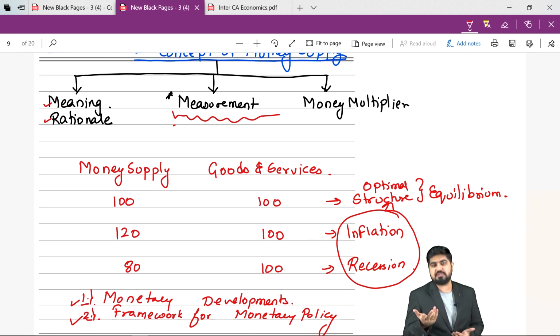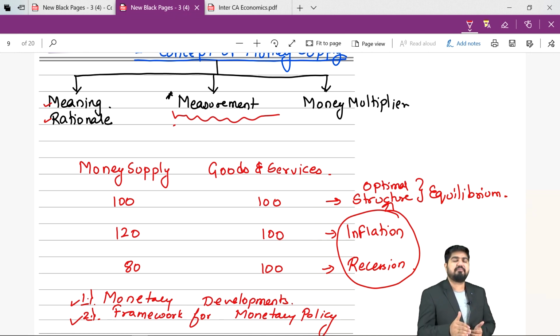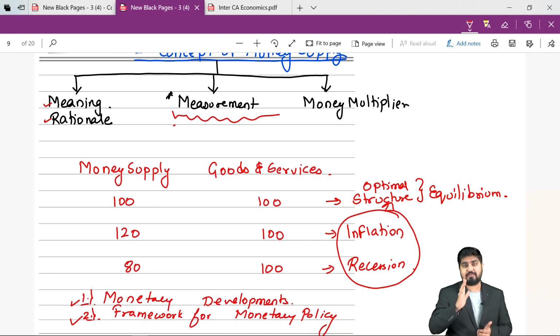Come on, you know this, yes? Alright, fantastic. So what is there in M1, M2, M3, M4, NM1, NM2, NM3, L1, L2, L3? This you need to learn by heart.